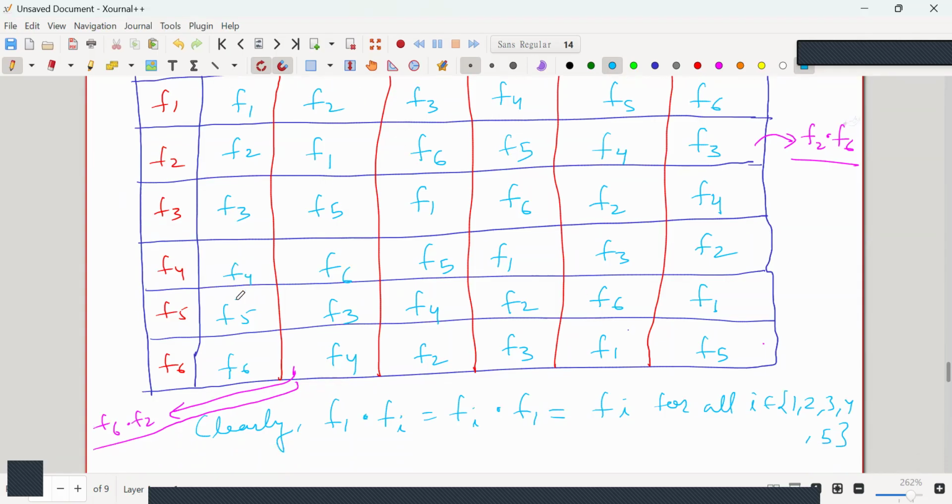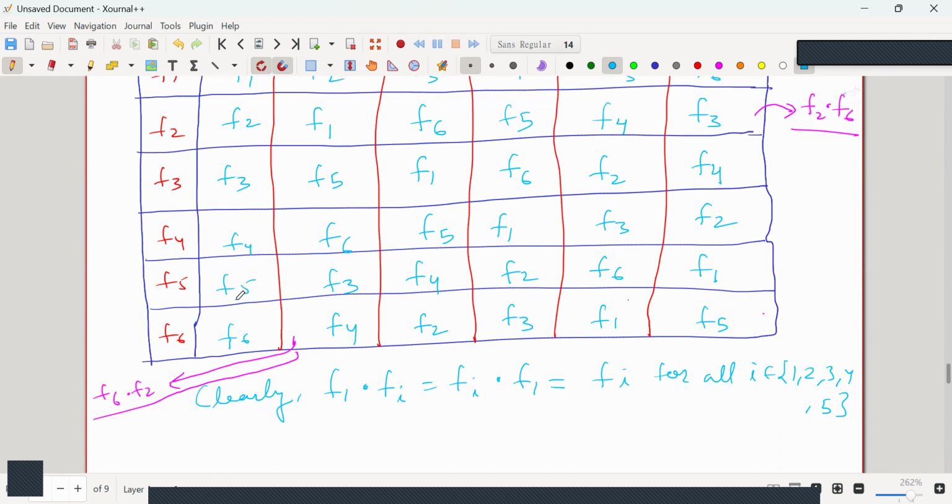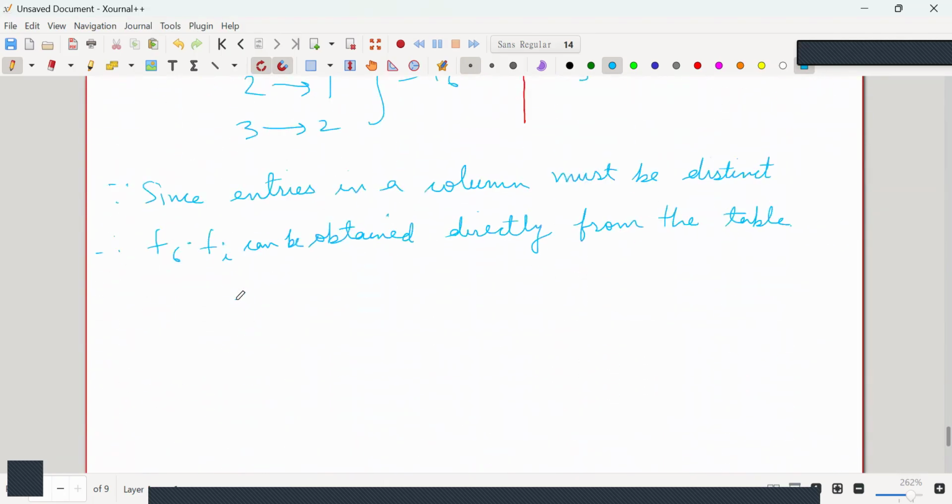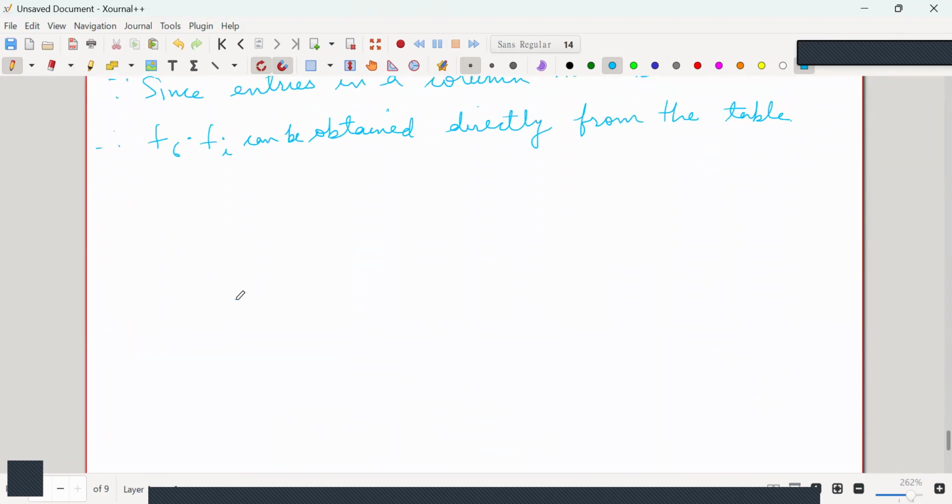As per this trick that everything should be distinct in a row or a column. So finally, this automatically comes to be distinct. So there is a chance that we have done all calculations to be correct. Okay. So that's it. We have got the composition table for S3. Okay.